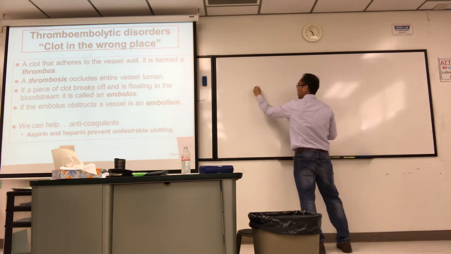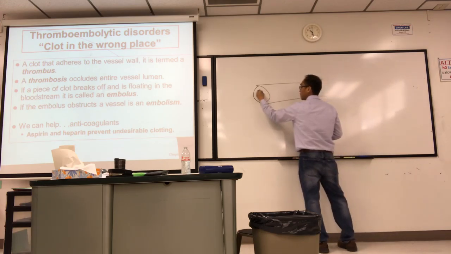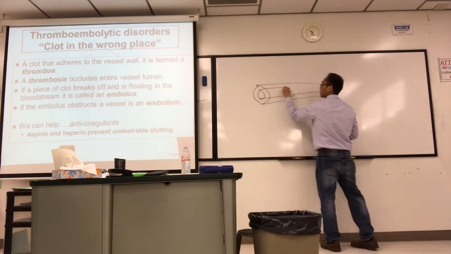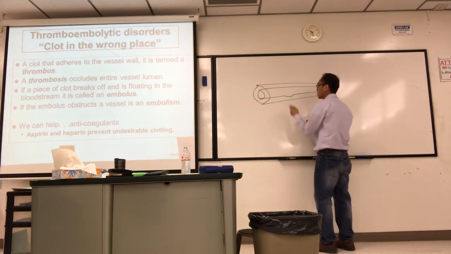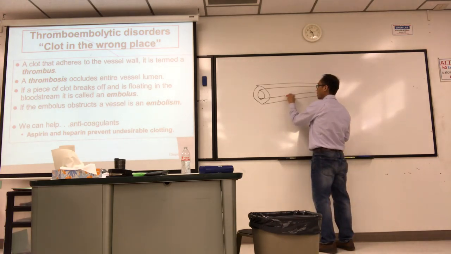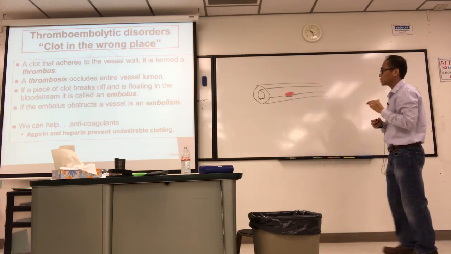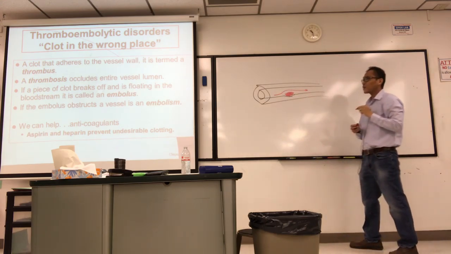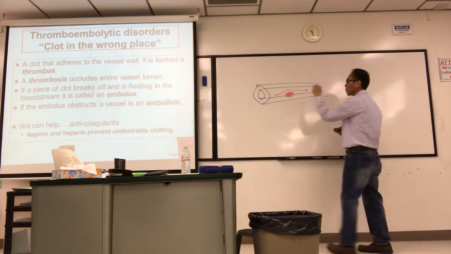So let's say you have a blood vessel here. If you look on the inside of the vessel wall, if you have a break in the vessel wall and you get a clot that forms, just like we talked about, it turns out the clot only partially occludes the lumen, so blood can still flow around it. That's called a thrombus. A clot that adheres to the vessel wall. Thrombus.